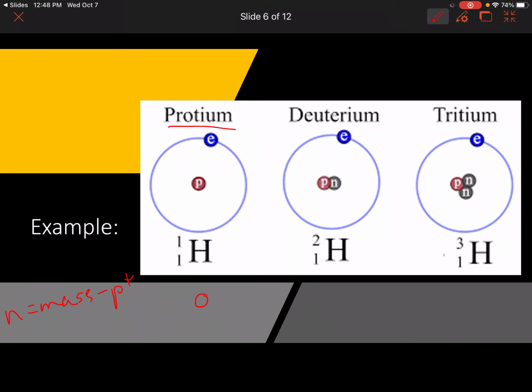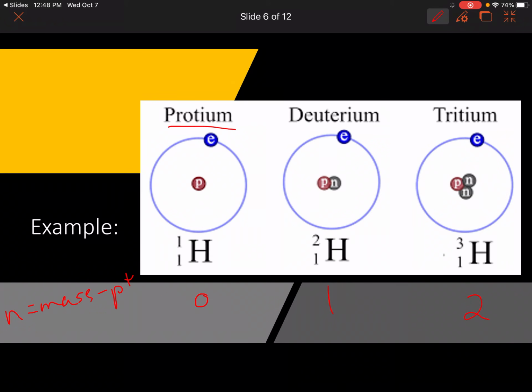So the mass minus the atomic number. If we look at the next one, deuterium, deuterium has 1 neutron, okay? So it's still got the 1 proton, so I take the mass minus the proton. A deuterium atom weighs 2, it has a value of 2 there, because that's the protons plus the neutrons. And then we have this third one here, tritium, which is 3 ones. So that one has 2 neutrons.